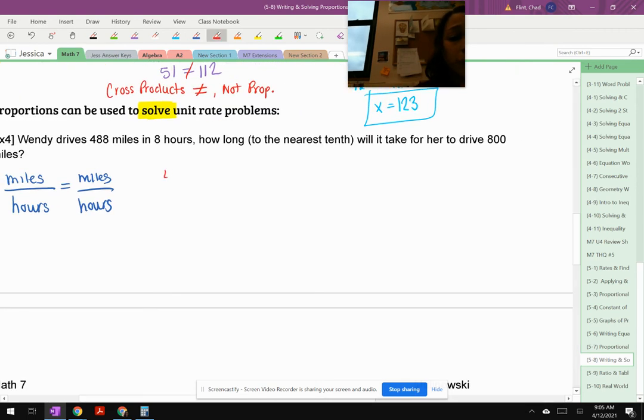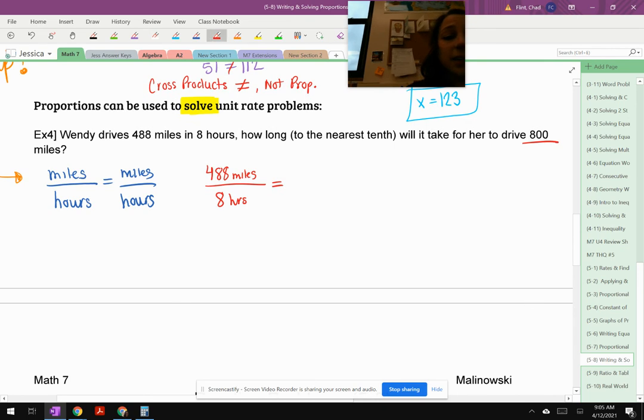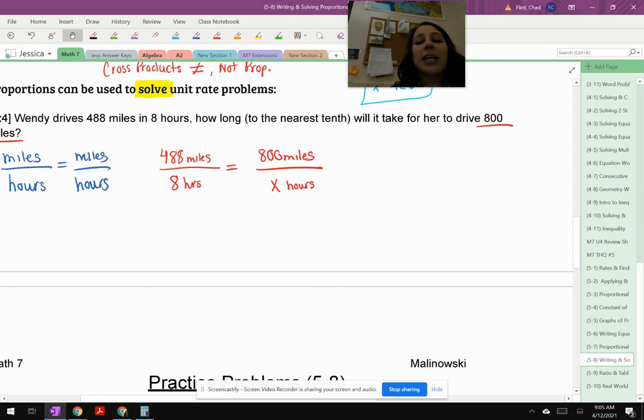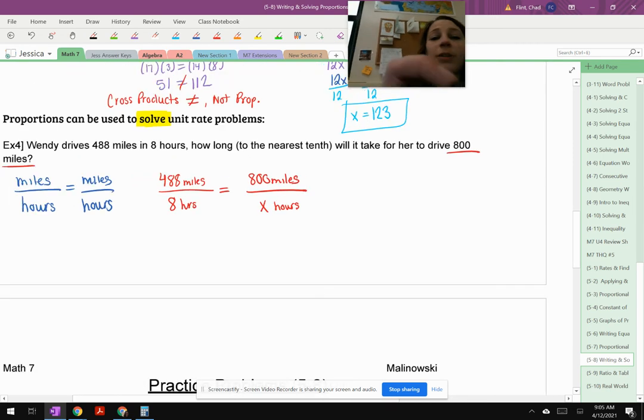So 488 miles over 8 hours is equal to, they give me this 800 miles. That has to go on the top where the other miles is. And then X hours would go underneath. So there we have a proportion. Now we can find the answer to this question by doing our cross multiplication.